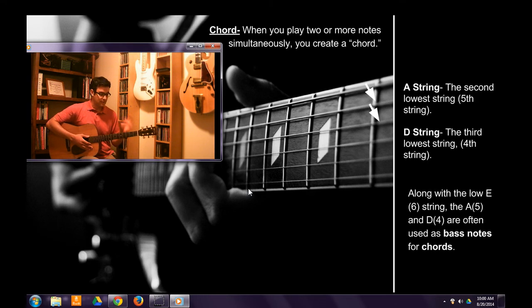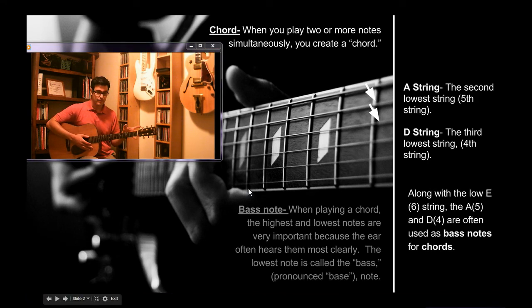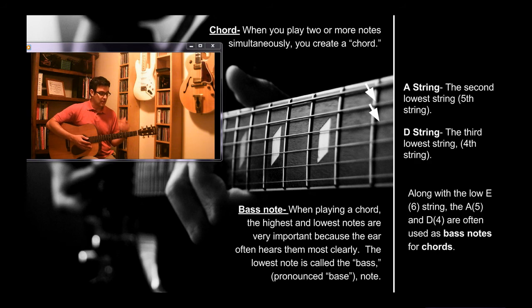A lot of times those bass notes, the lowest note is referred to as the bass note, are going to be located on the 6th string, as in the case of the G chord, the 5th string, like the A chord, and the 4th string, like this D chord. So these bottom 3 notes, the 6, 5, and 4, or the E, A, and D, are oftentimes your bass notes in your basic chords.